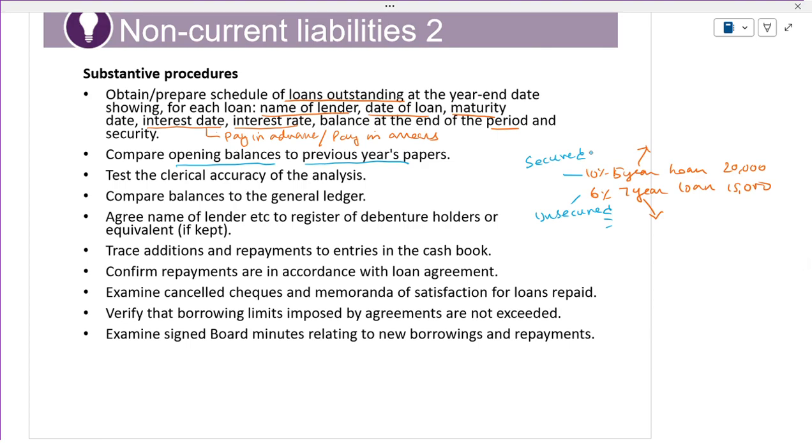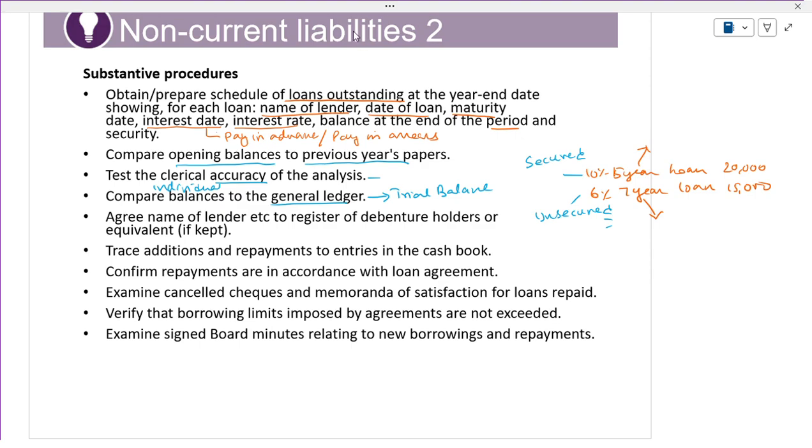Check for any clerical inaccuracy, because maybe some subordinates will make errors. We have to make sure that everything has been posted accordingly. When you are doing this, compare the individual balances with the general ledger, because the general ledger will be reflected in the trial balance.